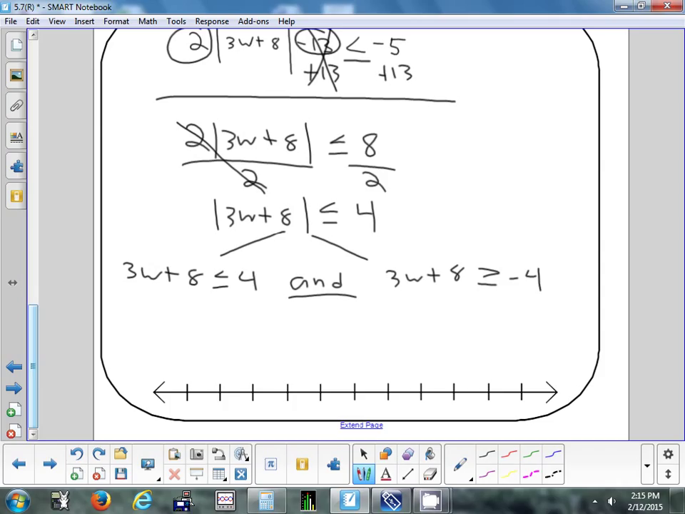Okay, who can help me out? What are my last 2 steps to solve each of these? Savon? Subtract 8 to each side. Subtract 8. Okay. I'm going to get 3W is less than or equal to, what's 4 minus 8? Negative 4. Okay, my last step. Divide by what? 3. Divide by 3. Okay, so we get W is less than or equal to negative 4/3. Okay, what word? Don't forget the word. And.